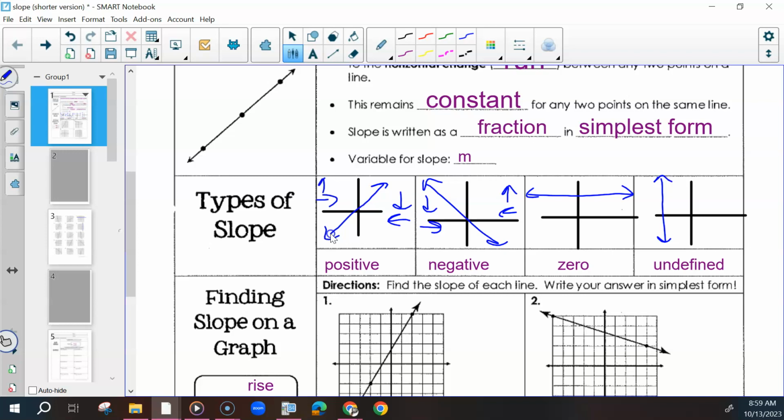All right. With zero, our rise, are we going up or down at all? No. So we're not going up or down at all, but we are moving left and right. But 0 divided by anything is what? 0. So no matter what, this will always be 0. No matter where the line is, as long as it's horizontal, it's always going to be 0. For undefined, we are rising, going up and down, but we're not moving left and right. So pick a number, your favorite number, divide it by 0. In the calculator. See what happens.